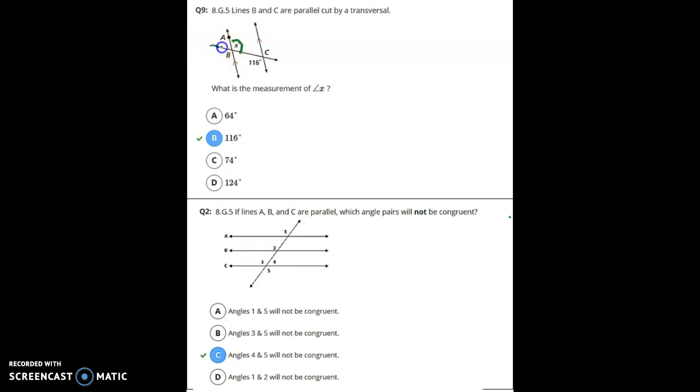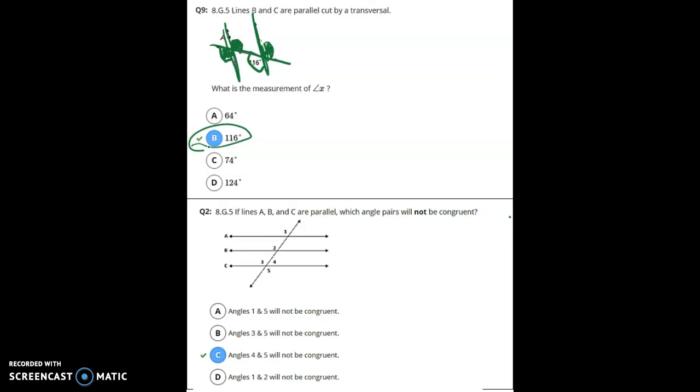Well, here's my transversal. It has this interaction with my first parallel line, which means it's going to have the same interaction with my second parallel line. The other thing to consider that we've talked a lot about is vertical angles, the angle that shares the same vertex directly across. So what I see is that angle x and the angle measured 116 are the same, and that is why 116 is the correct answer here.